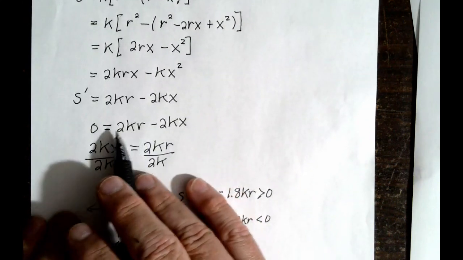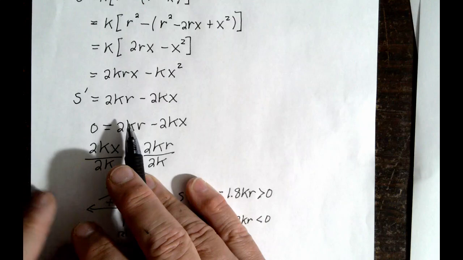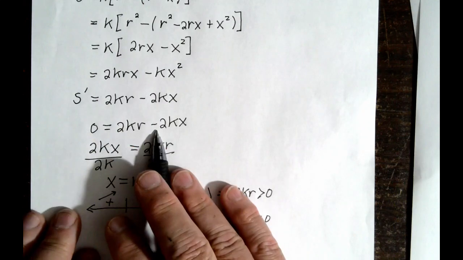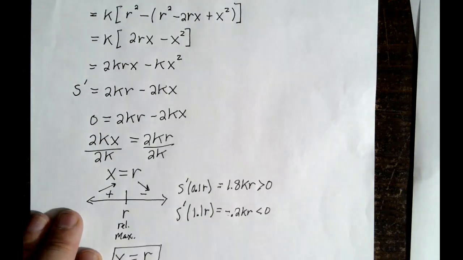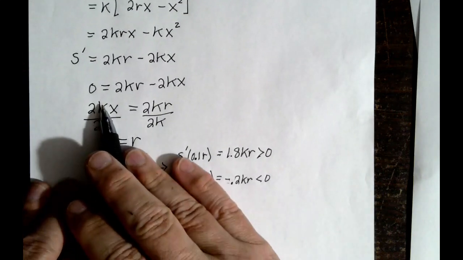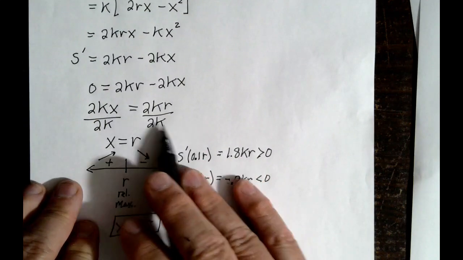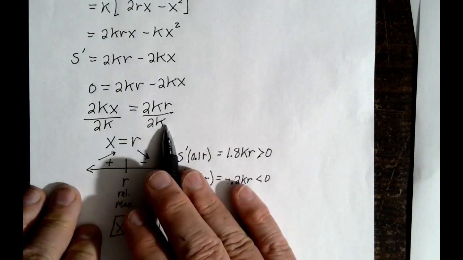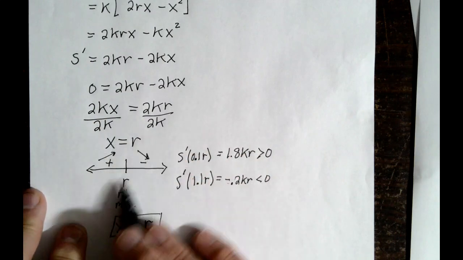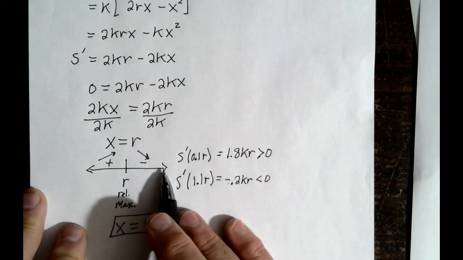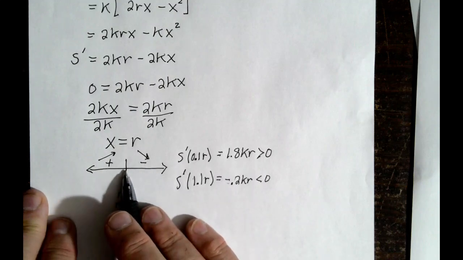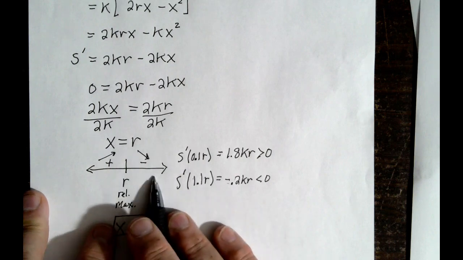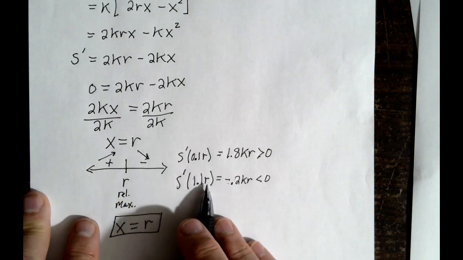And when you set that equal to 0 to find the maximum, to find your critical value, you set that equal to 0 and solve it for x. You add 2kx to both sides and you get this, and divide both sides by 2k, you get x equals r. So now if you divide this up, you can check for something less than r, and so I said 1/10 r, and then you can try something greater than r, and I said 1.1 r.